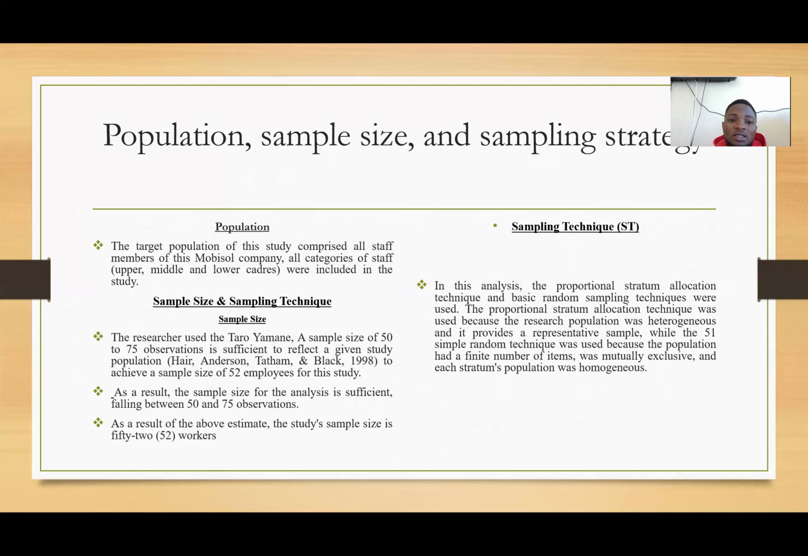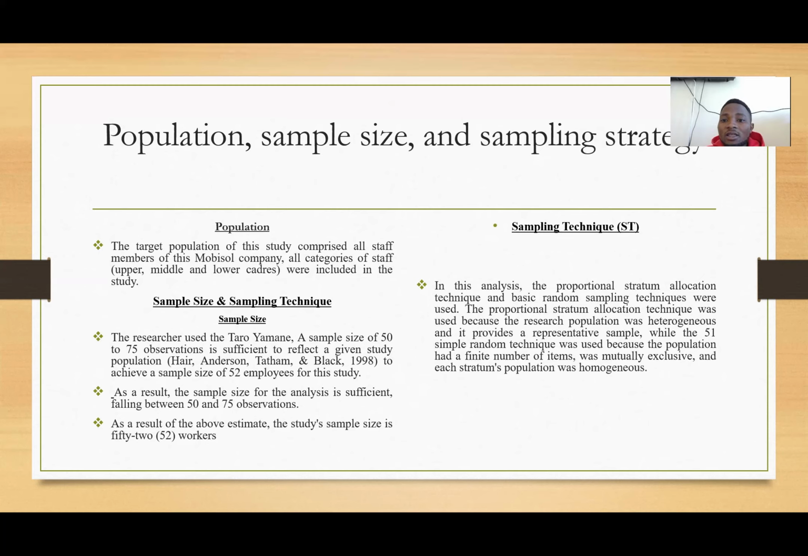As you know, the researchers used the Taro Yamane formula; a sample size of 50 to 75 observations is sufficient to reflect a given study population, and also to achieve a sample size of 52 employees for this study. As a result, the sample size for the analysis is sufficient, falling between 50 to 75 observations. As a result of the above estimate, the study's sample size is 52 workers.